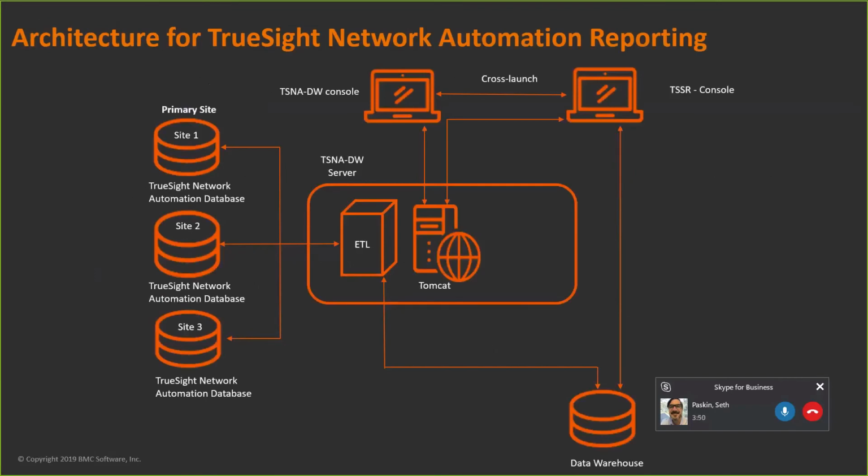So here is the architecture of TrueSight Network Automation. What we are saying essentially is if you have multiple databases and still want a single platform for viewing the reports, you should be able to do that. From the Data Warehouse, you should be able to view the reports right from there, and internally it cross-launches the Smart Reporting platform.